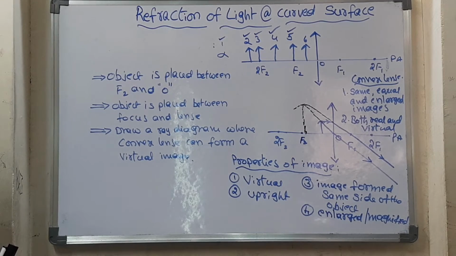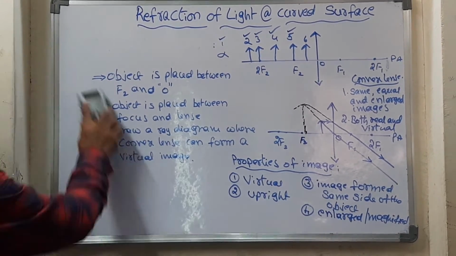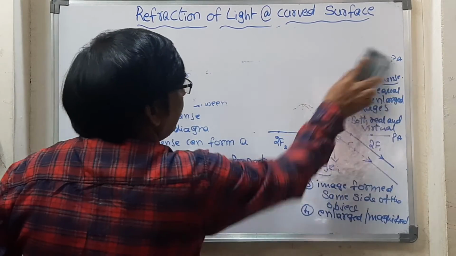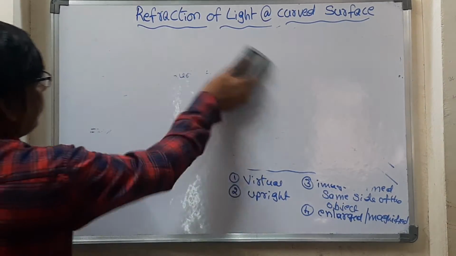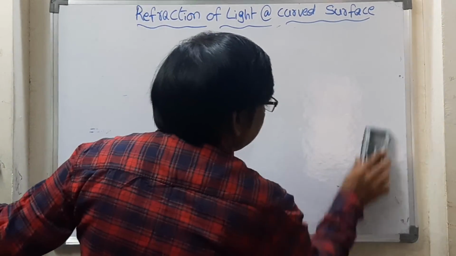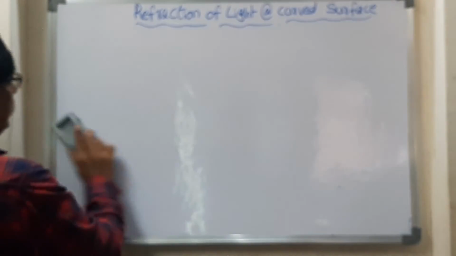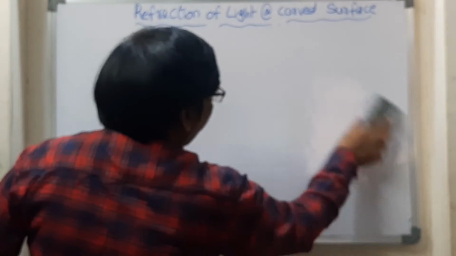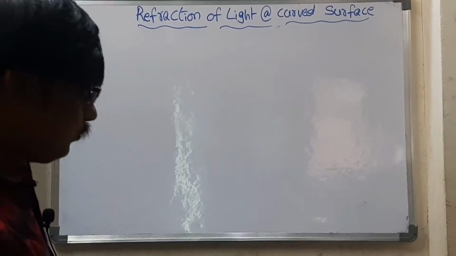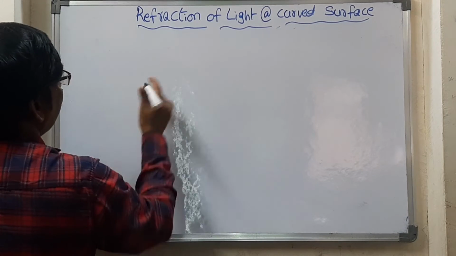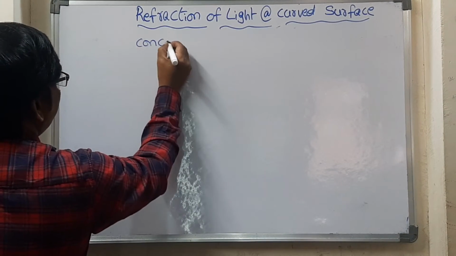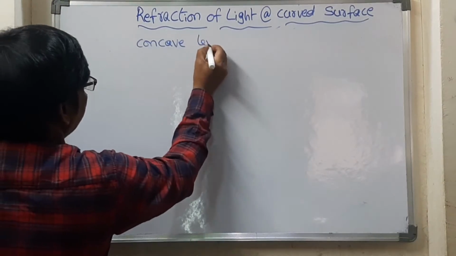Completed. Right. Up to this part we have discussed the convex lens. Now let us see the concave lens. For a concave lens, just one situation can reflect all the situations. What is that? Now let us take the ray diagrams for a concave lens. It's very simple.